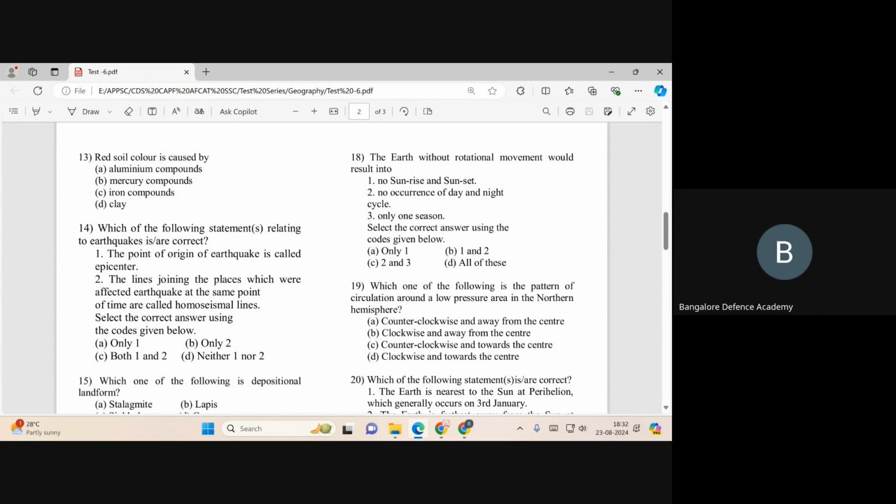This is the sun. This was not rotating, but revolution is happening. So now it is not rotating, so there will be no sunrise or sunset. There is no night and day concept.